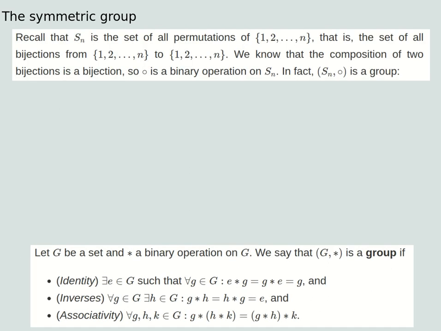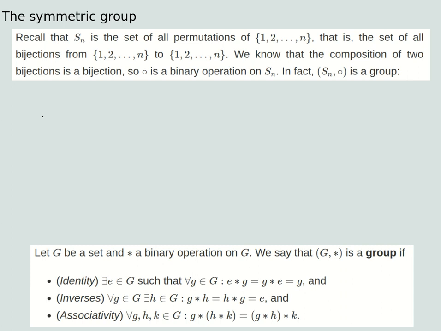Okay, let's look at something slightly less trivial, which is the symmetric group. So you'll remember that we defined this in our earlier part of the module on permutations. We defined Sn, the symmetric group, to be the set of all permutations of 1, 2, 3 up to n. In other words, all bijections from the set 1, 2, 3 up to n to the set 1, 2, 3 up to n. Now, as we mentioned in our previous video, this set comes with a binary operation, which is composition of functions. So when you compose two bijections, you get another bijection.